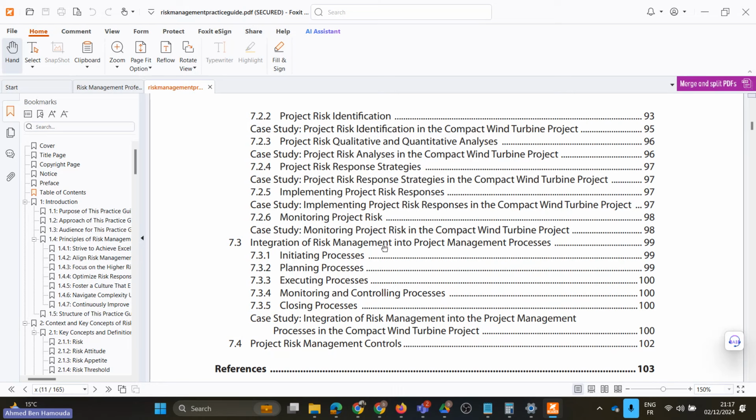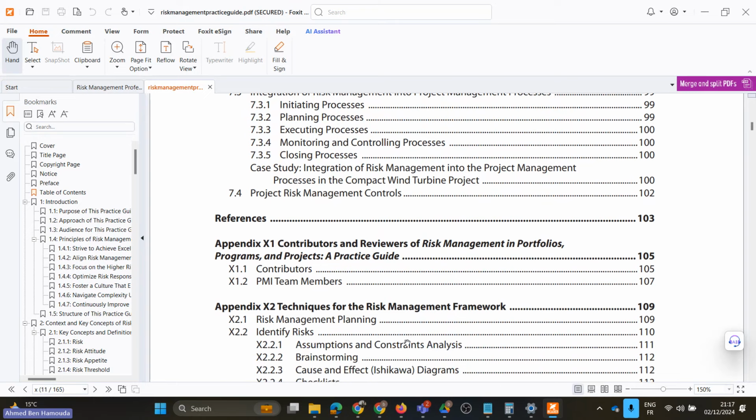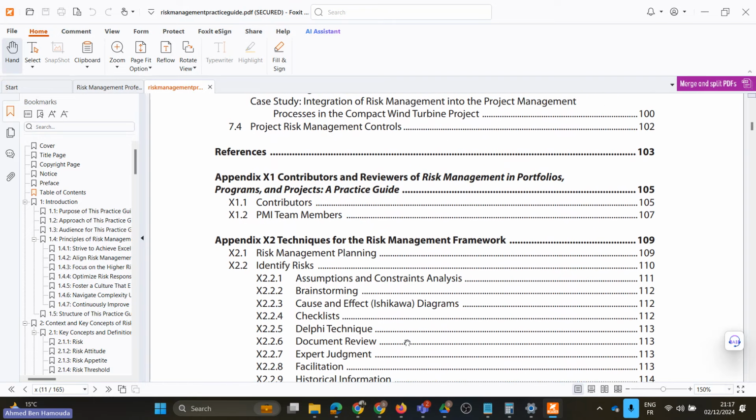Here we will go through, and this is quite an important part actually, the integration of the risk management into project management processes: the initiating process of the project, the planning process, the executing process, the monitoring and controlling process, and the closing process. Now, in all these different processes and parts of the life cycle of the project, how to actually integrate the risk management in them, and then the project risk management controls. And actually, that's almost it for the guide in the first 100 pages.